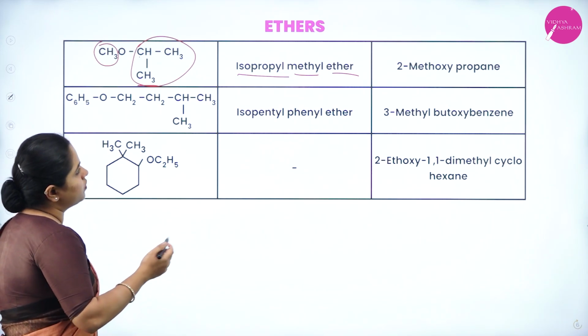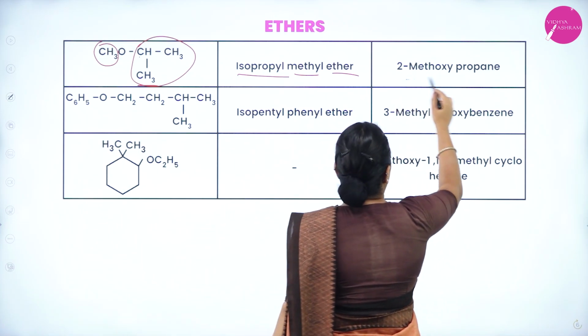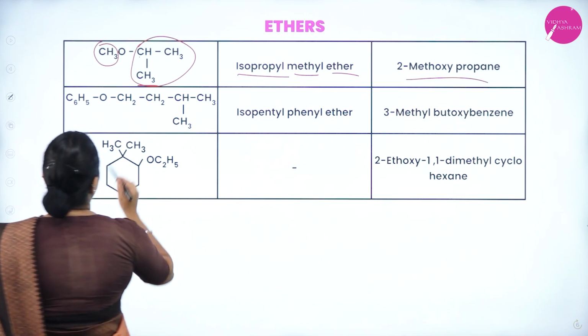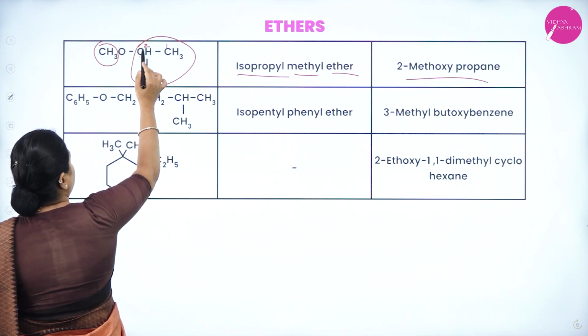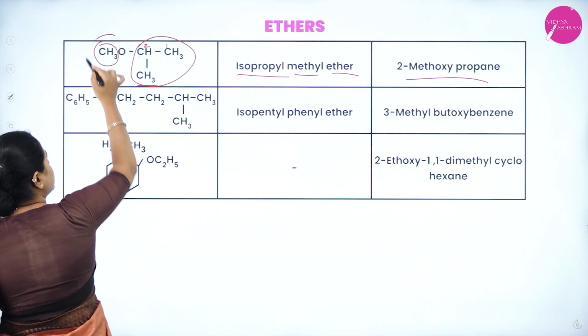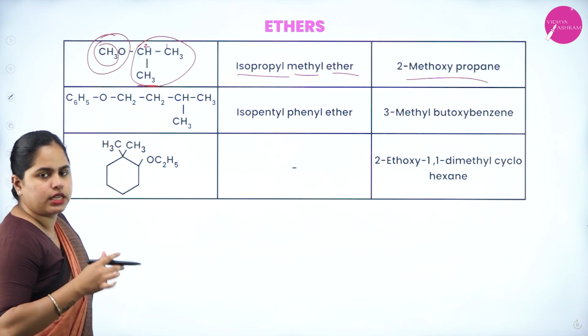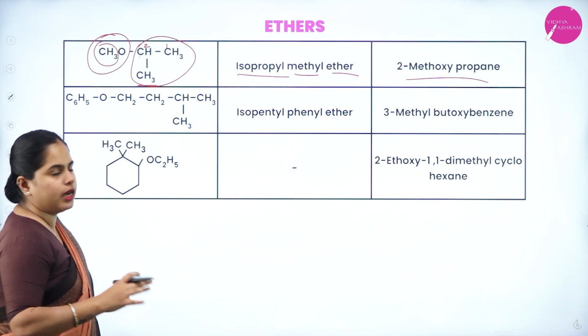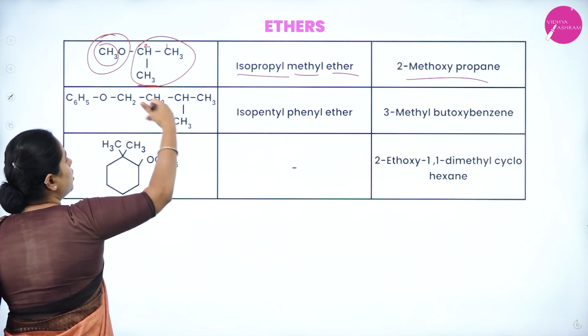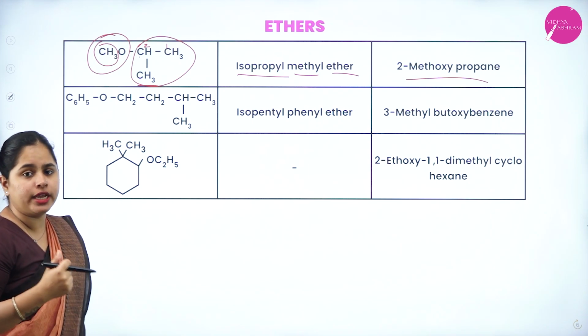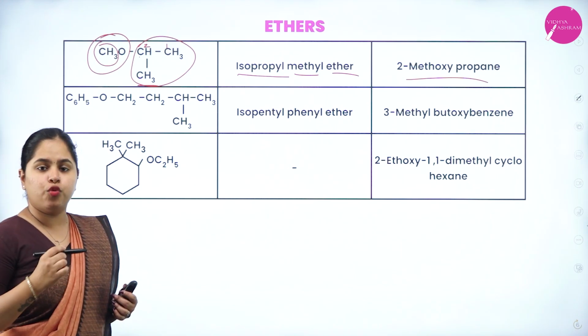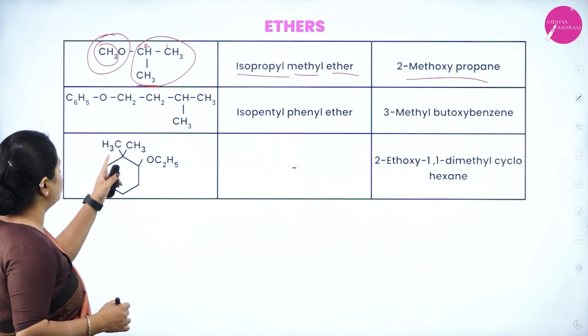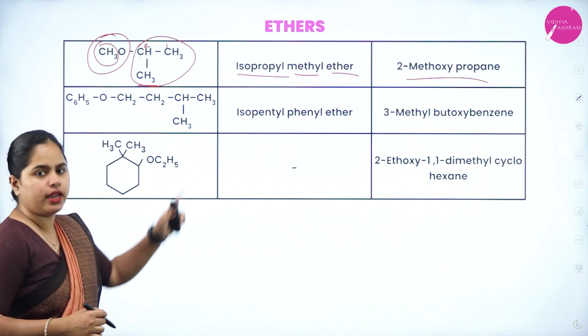So what it will be? It will be 2-methoxypropane. Now why it is 2-methoxy? This is your first carbon atom, second carbon atom. On second carbon atom you have this methoxy, right? Alkoxy, which is methoxy specifically here. So 2-methoxy, and which is your major or principal chain? It is propane. Clear? Now moving on to the next one, C6H5O, CH2, CH2, CH, CH3, CH3.